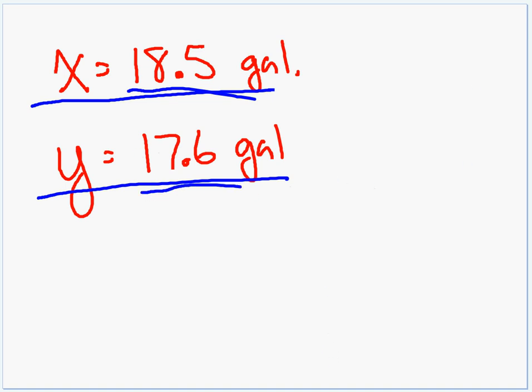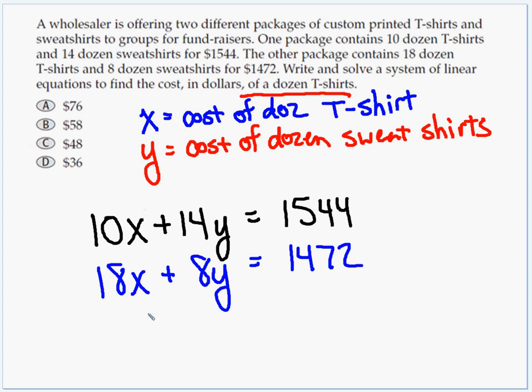Next word problem. We're back to multiple choice. They're selling packs of custom printed t-shirts and sweatshirts. You can get 10 dozen tees and 14 dozen sweatshirts, and that's $1,544. You can get a different package with 18 dozen t-shirts and 8 dozen sweatshirts, and that's $1,472. It says write and solve a system of equations to find the cost of a dozen t-shirts. Final answer is t-shirts only, so it's kind of like we're just solving for x.